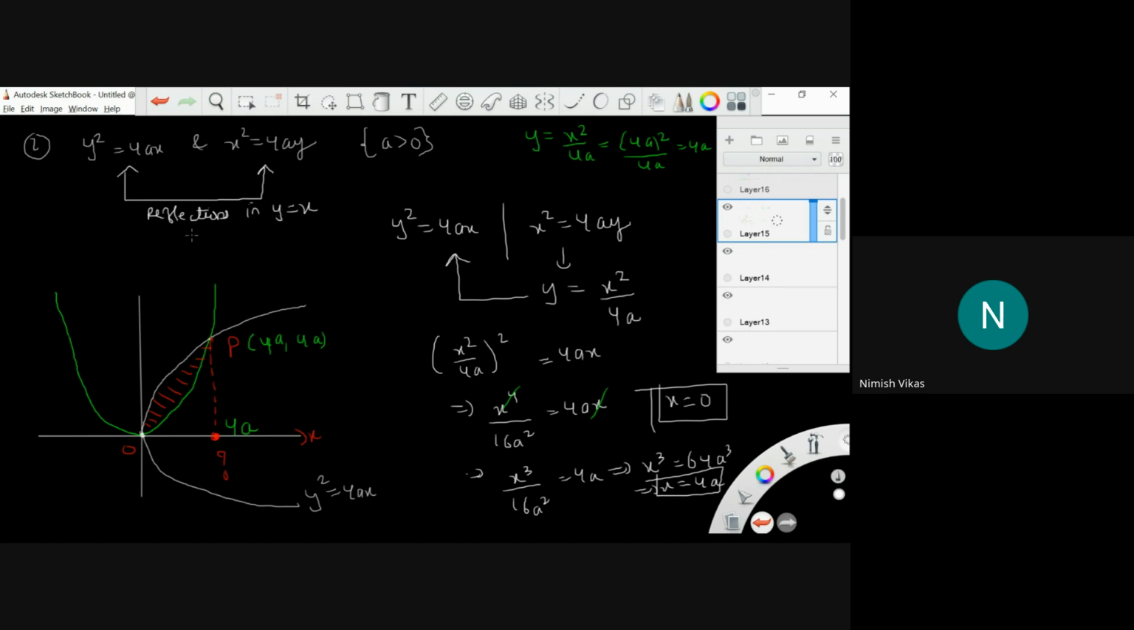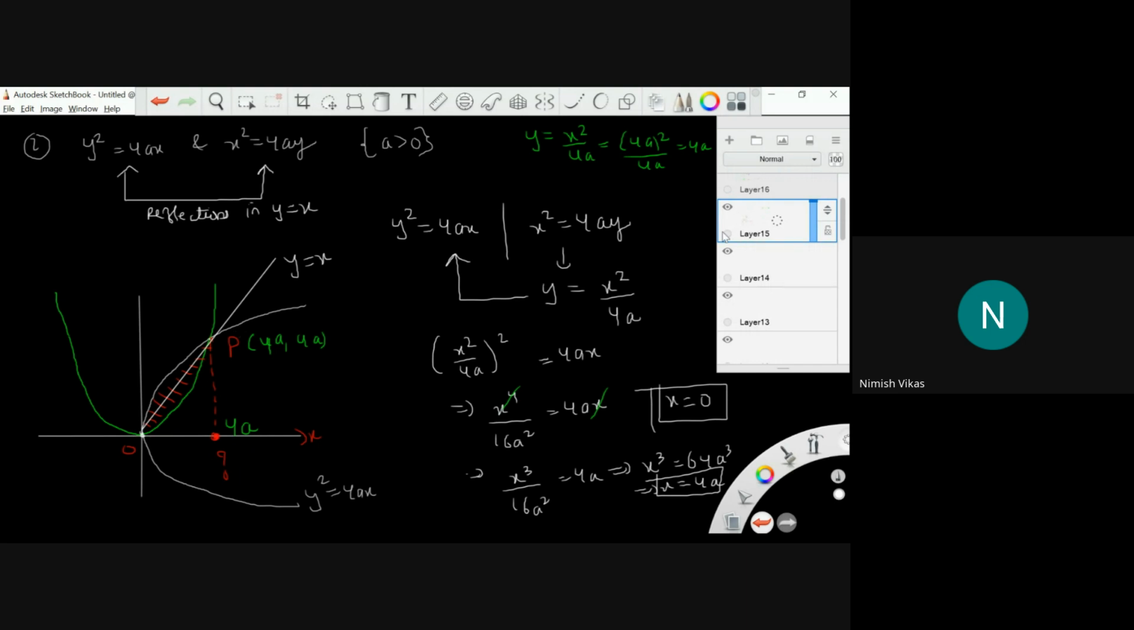Because if you notice, if we just interchange x and y, we get the other graph. So from the first graph, you interchange x and y, you get the second graph, and vice versa. So when there are reflections in the line y is equal to x, there's a property of inverse function. You should recall that the point of intersection lies on the line y is equal to x.